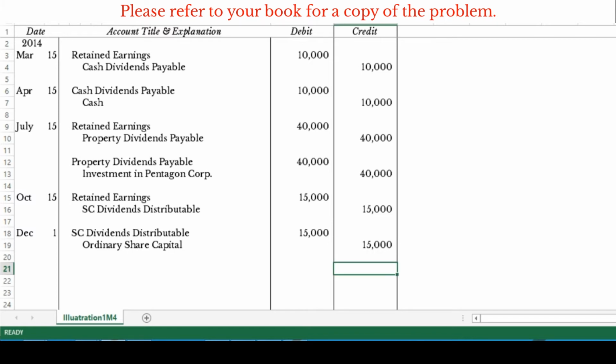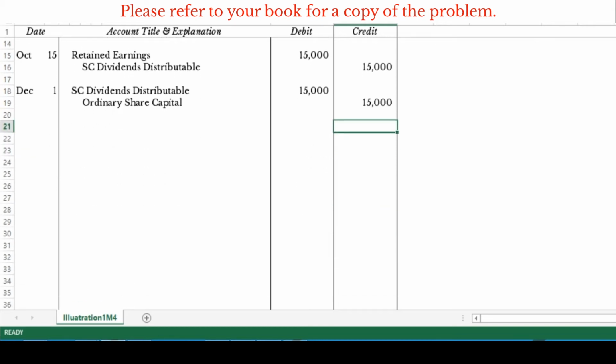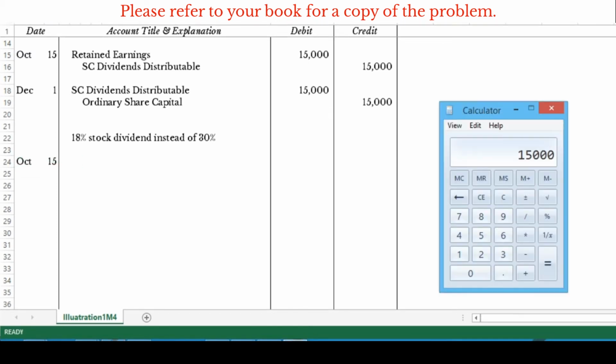Para ma-account din natin kung paano pag small stock dividend, let's have an alternate version of October 15. So instead of 30% stock dividend, let's assume na ang dineclare nung October 15 is 18%. Okay? So, let's say 18% stock dividend instead of 30%. Kung ganun yung scenario, maiiba yung entry natin noong October 15. So, alamin natin ilan yung number of shares that we are going to issue. If we have 2,000 shares outstanding multiplied by 18%, we will issue an additional 360 shares.